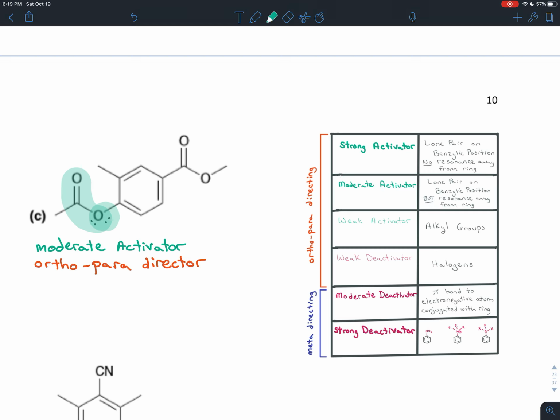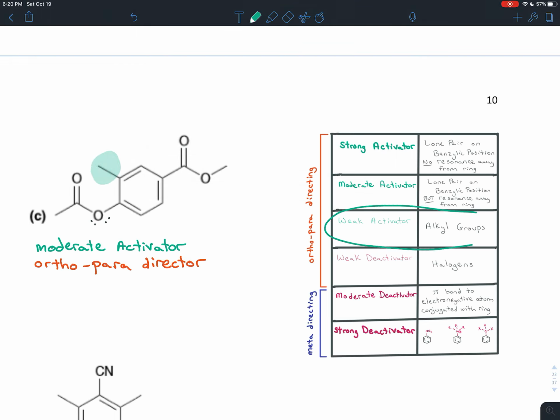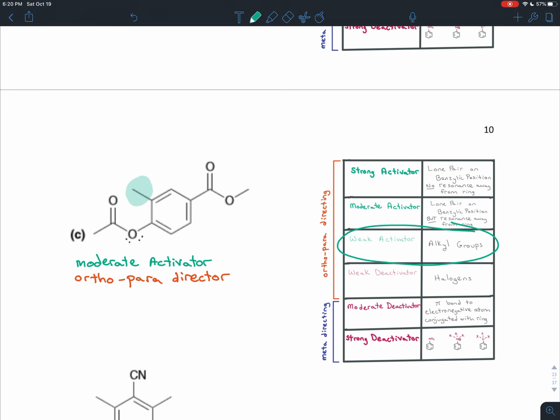Okay, next branch, we have this here. That's an alkyl group, it's a methyl group, and methyl groups or alkyl groups, those are weak activators. So this is going to be a weak activator. All activators are ortho-para directors. So this is an ortho-para director, and that is that branch.